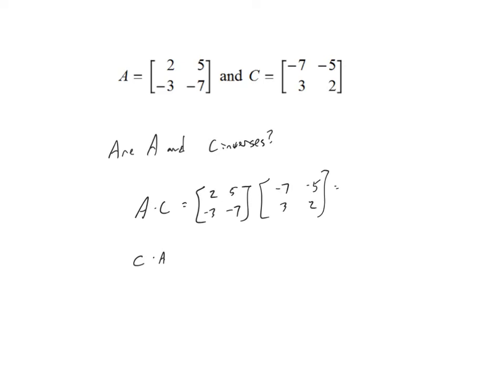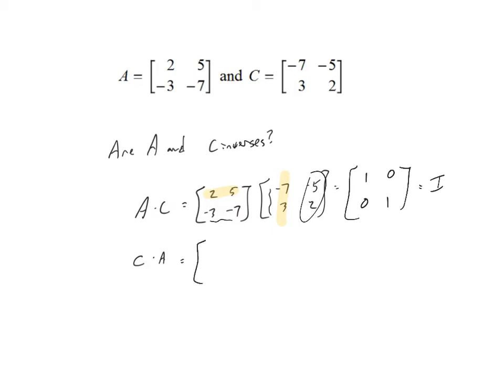Going again row by column, first row, first column gives me the first entry in that product. 2 times -7 is -14, and then we add 15 and get 1. Going first row, second column now. 2 times -5 is -10, add 10 is 0. -3 times -7 is 21, and then -21 is 0. And then the last row and column would be +15 minus 14 is 1. So hey, we get the identity when we multiply A times C in that order.